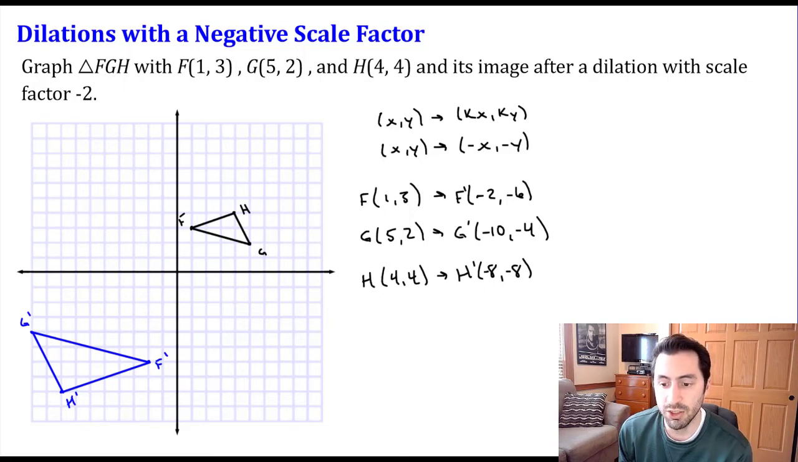So not only did the shape get bigger, so we dilated it with a scale factor of 2, it's twice as far away from our center of dilation, which was the origin. The segments that make up the triangle are twice as long. But also, because the scale factor was negative 2, we also have a 180 degree rotation. So our center of dilation also is the center of that rotation. So we rotated counterclockwise 180 degrees and the shape got a little bit bigger. So a dilation with a negative scale factor, again, is a combination of a dilation and a 180 degree rotation.